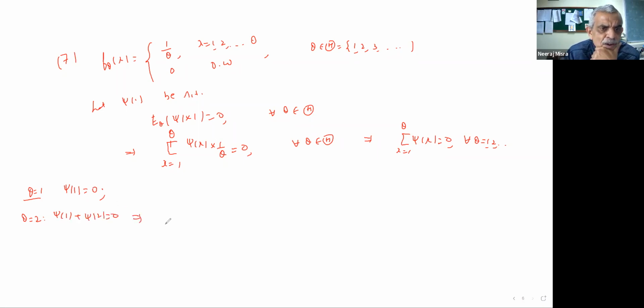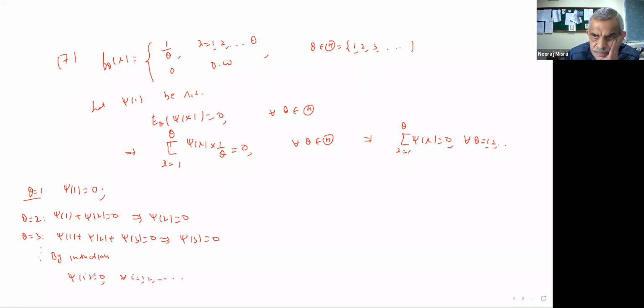But psi 1 is equal to 0. I've already proved that that means psi 2 is 0. Theta is equal to 3. Summation x equal to 1 to 3 of psi x is 0. So that means psi 1 plus psi 2 plus psi 3 is 0. But psi 1 and psi 2 I have already proved to be 0. So psi 3 is 0. So by induction, because theta can take any positive integer value, psi of i is 0 for every i equal to 1, 2, and so on.